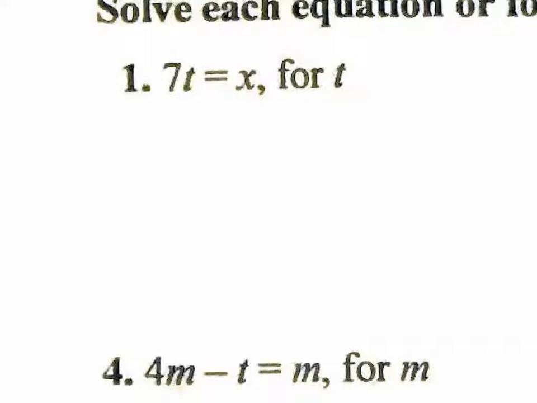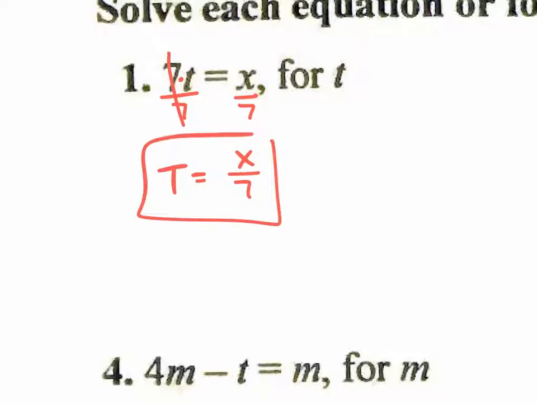It actually says 7 times t. So it has multiplication right there of 7. And if you don't want that multiplication of 7, you have to do the opposite, which would be dividing by 7. Cancels out. What you do to one side, you do to the other. And whenever you can't divide, you just leave it like a fraction. So your answer is t equals x over 7. And that's it.